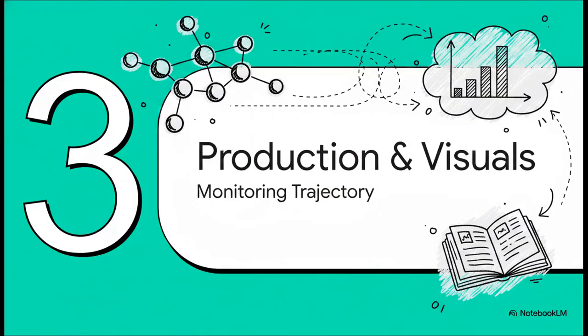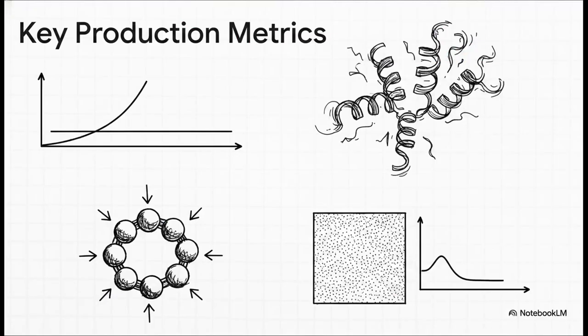Okay, Section 3, production runs and visuals. This is where we are actively monitoring the trajectory. What's really interesting about the production phase is how we actually measure stability. You need to extract key metrics to prove your simulation is physically meaningful. For instance, you want to see the root mean square deviation, your RMSD, reach a nice plateau. That indicates the overall structure has converged and isn't just endlessly drifting. You'll also look at the RMSF to identify which specific residues are highly flexible loops versus rigid structural cores.